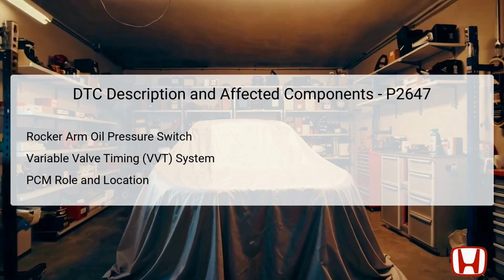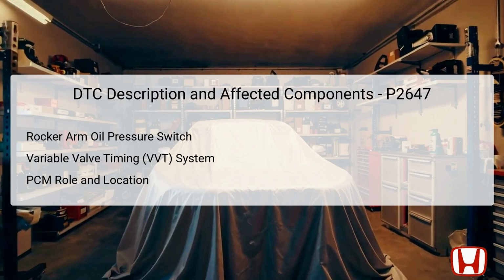DTC P2647 refers to a problem with the rocker arm oil pressure switch, specifically indicating a high voltage condition in its circuit. The rocker arm oil pressure switch is crucial for the variable valve timing (VVT) system in Honda vehicles, as it monitors oil pressure to optimize the valve timing for better engine performance. The switch is usually located near the engine, directly connected to the rocker arm assembly. Its function is to signal the powertrain control module (PCM) about the oil pressure status, which influences the VVT operation.